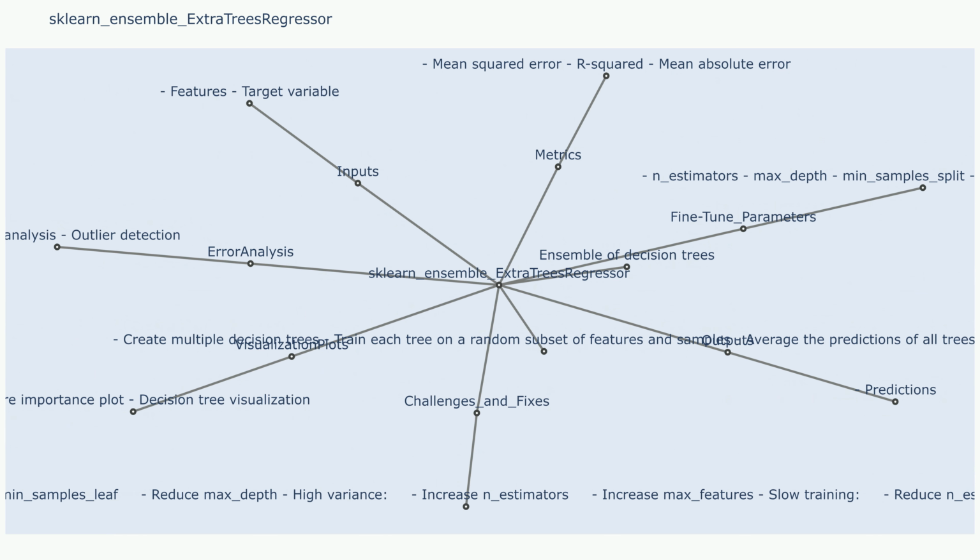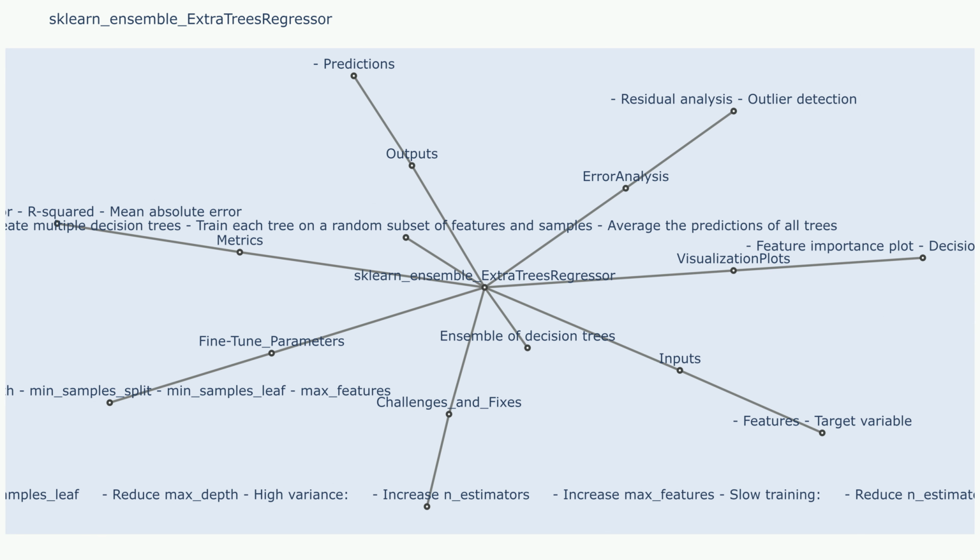Min-sample split, minimum number of data points required to split a node in a tree. A higher value prevents overfitting to small groups of data points. Max features controls the number of features randomly selected at each node split. It helps in diversifying the trees and reducing variance.